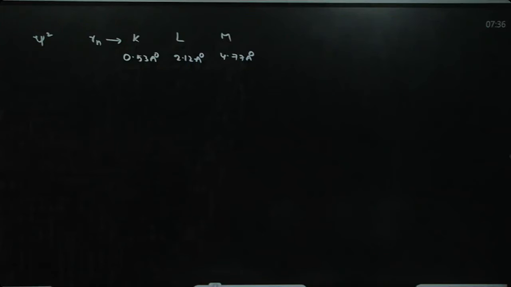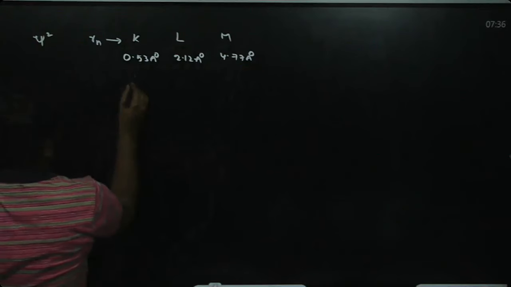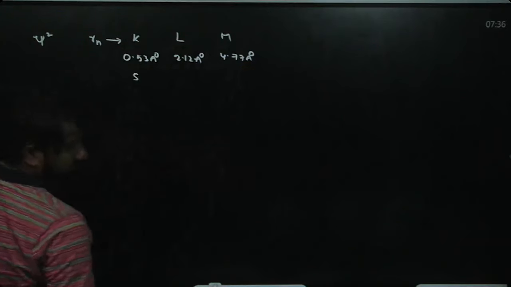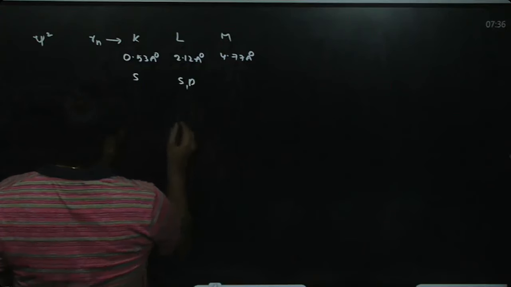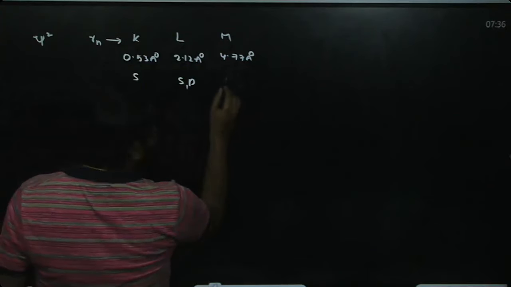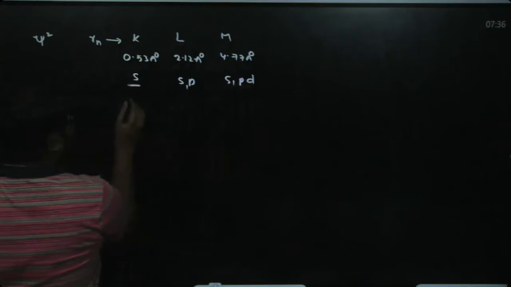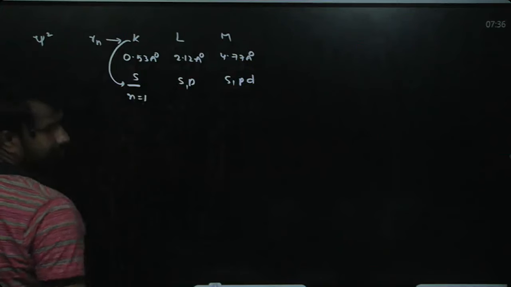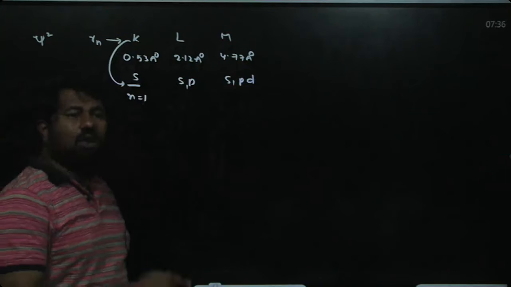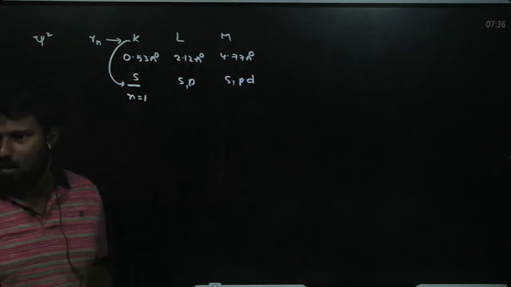Okay. Now, K contains how many subshells? K contains one subshell. L contains S and P. M contains S, P, D. The simple thing: S orbitals start from K, that means n equals 1. So that is the reason we write 1s2, 2s2 like that. We are not going to write 1p.